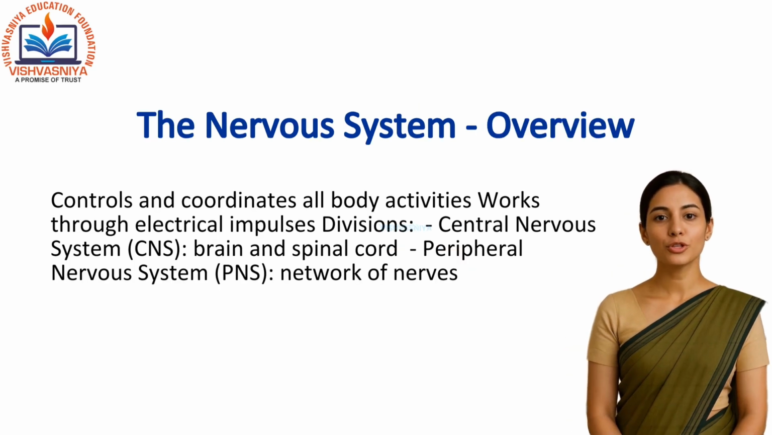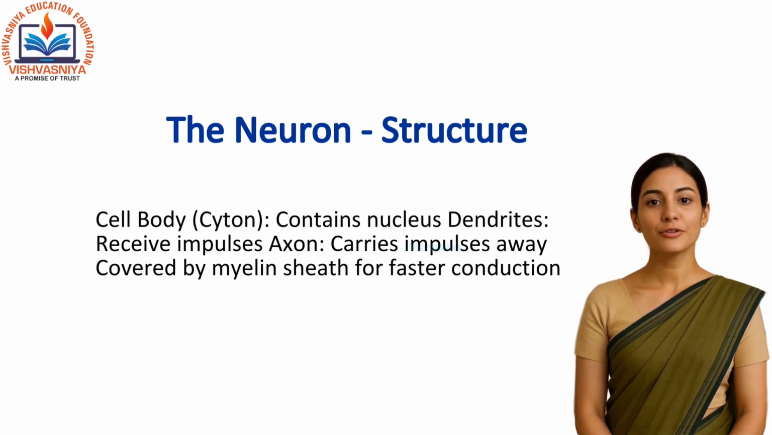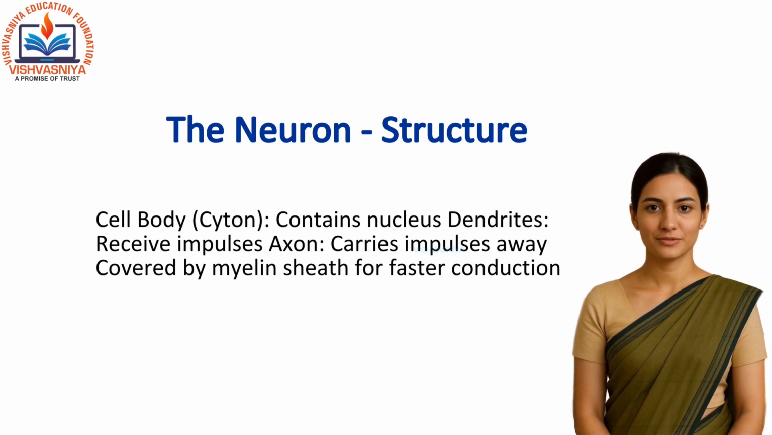Now let's move to the nervous system, the body's control and communication network. It helps us sense, think, react, and coordinate every movement. The nervous system has two main divisions: central nervous system, CNS, brain and spinal cord; peripheral nervous system, PNS, all other nerves. The neuron is the functional unit of the nervous system.